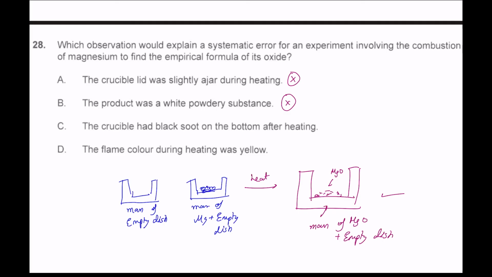The flame color during heating was yellow. Okay, I can ignore this. But the crucible had black soot on the bottom after heating. After heating, you had some black soot here, which is because of the flame. Now, what happens if you have black soot? Then there is an error here. Now you have some extra black soot, and we will generally not take the mass of this black soot in our calculations. So this is a systematic error. So from this, option C can be the correct answer to this question.